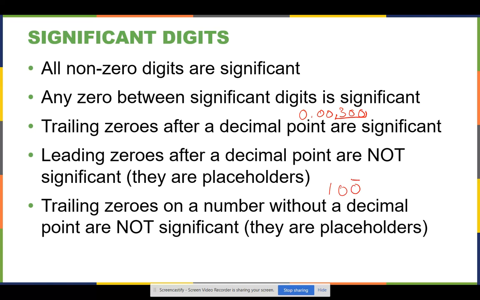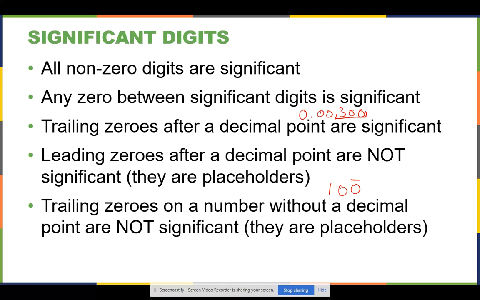If I put a bar over this, how many significant digits do I have? 3. Why not just 2? The rule that a 0 between significant digits is significant means that the 0 before the 0 with the bar over is also significant.